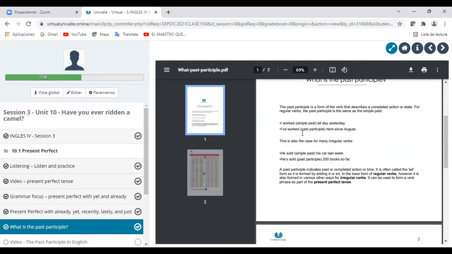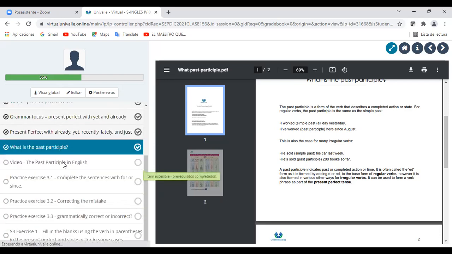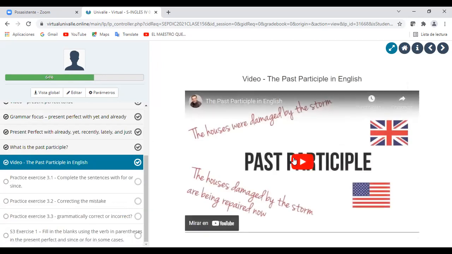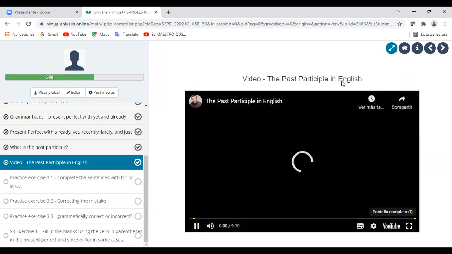This is also the case for many regular verbs. He sold his car last week. He sold 200 books so far. A past participle indicates past or completed action or time. It is often called the ed form. It is formed by adding d or ed to the base form of regular verbs. However, it is also formed in various other ways for irregular verbs, and it can be used to form a verb phrase as part of the present perfect tense, okay? And now we're gonna be watching a video tutorial for you to enhance the content we're focused on.